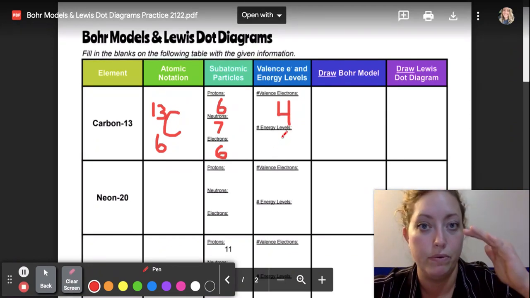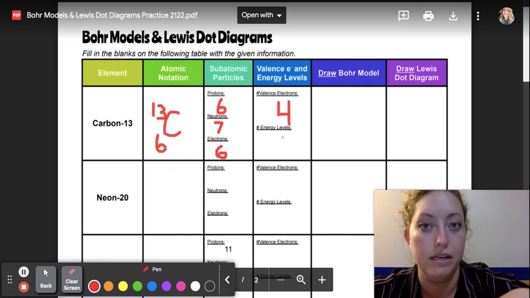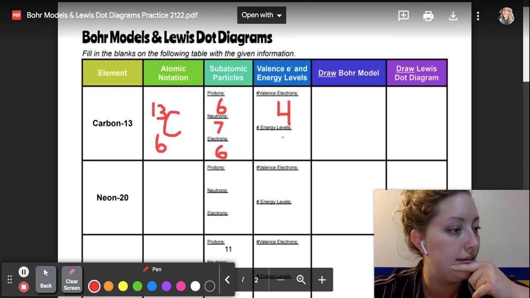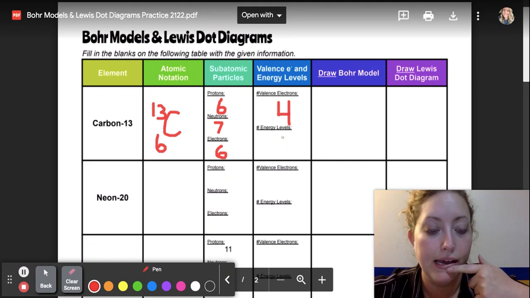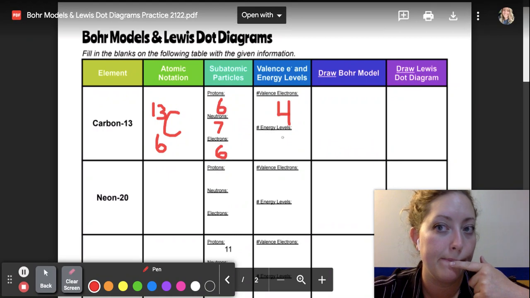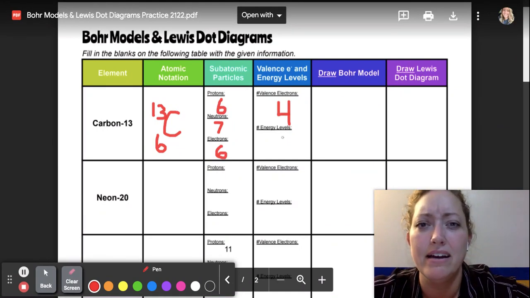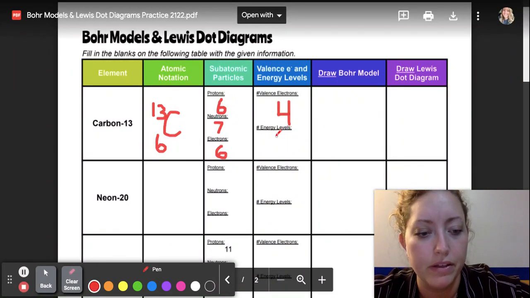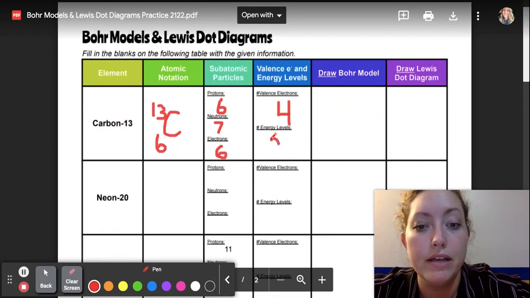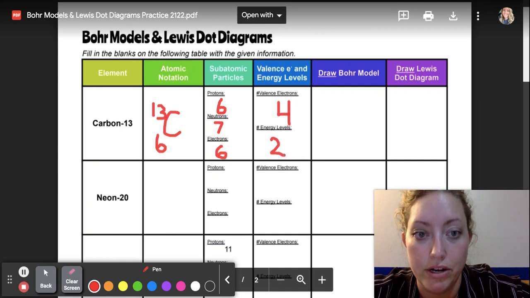Energy levels has to do with what period it's in. So it is, I don't have a periodic table handy. It's in the second. It's in the second, duh, because it only has 6 electrons. Never mind. So energy levels, it is in the second energy level.